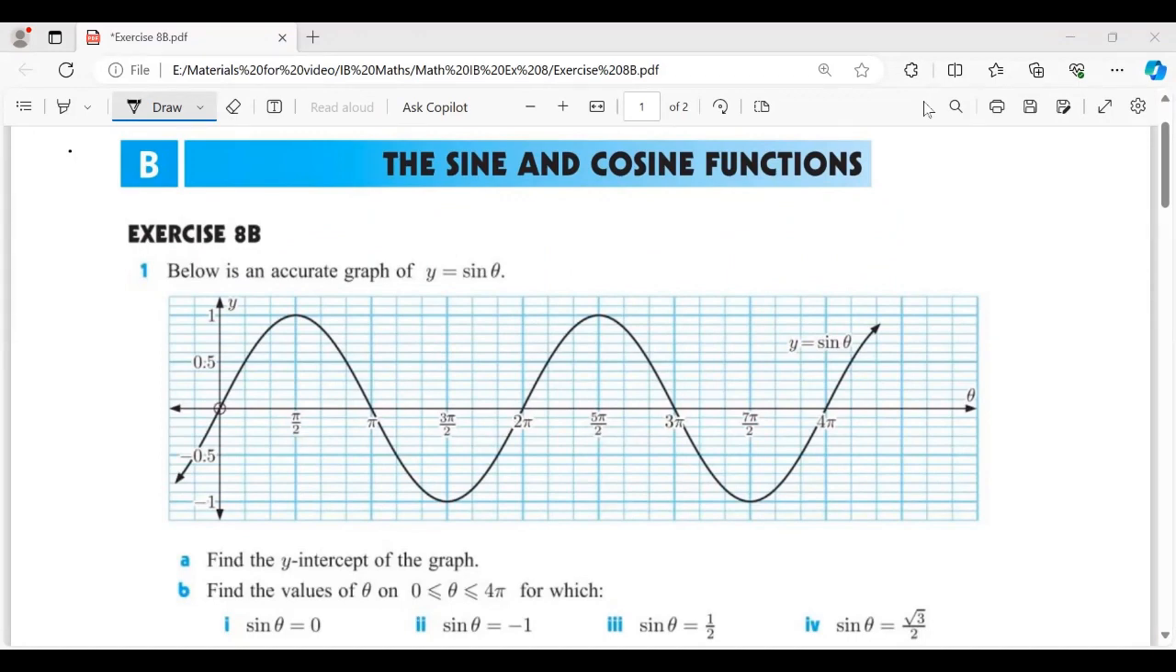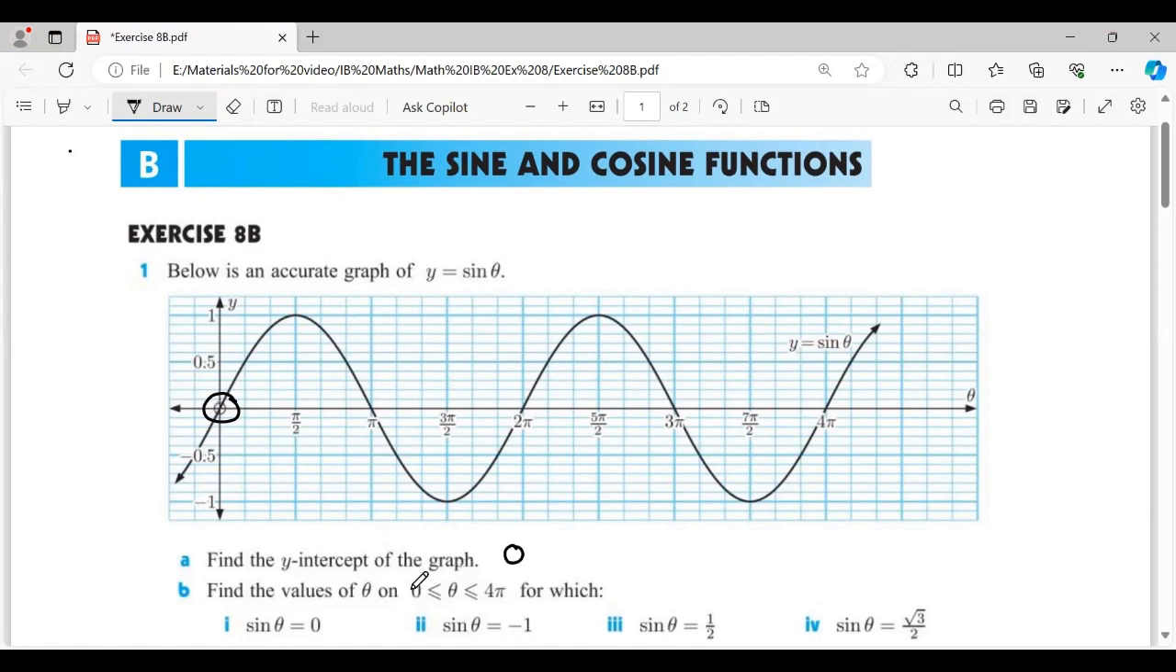Exercise 8B. Below is an accurate graph of y equals sine theta. A. Find the y-intercept of the graph. The y-intercept of the graph, of course, is on this coordinate point, the origin. So the y-intercept of the graph is 0, because this is (0, 0), right?